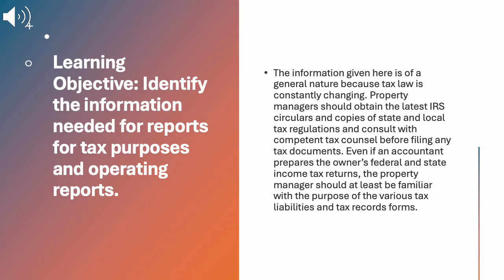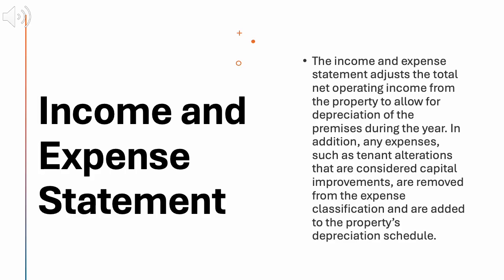Even if an accountant prepares the owner's federal and state income tax returns, the property manager should at least be familiar with the purpose of the various tax liabilities and tax records forms. Income and expense statement. The income and expense statement adjusts the total net operating income from the property to allow for depreciation of the premises during the year. In addition, any expenses, such as tenant alterations that are considered capital improvements, are removed from the expense classification and are added to the property's depreciation schedule.